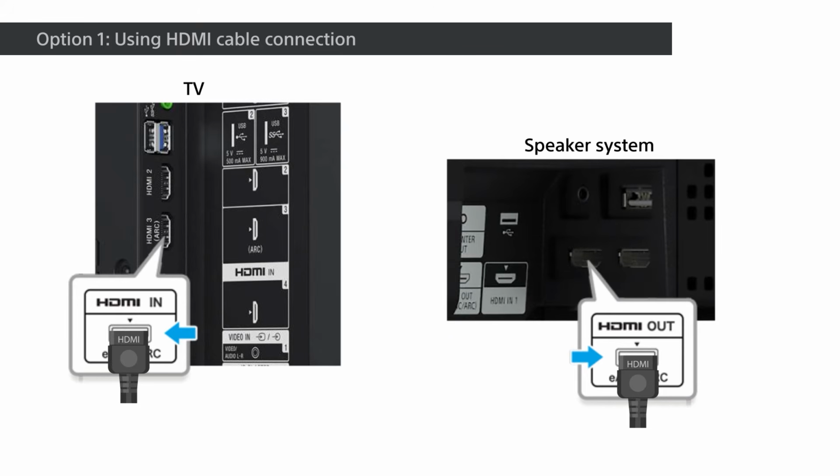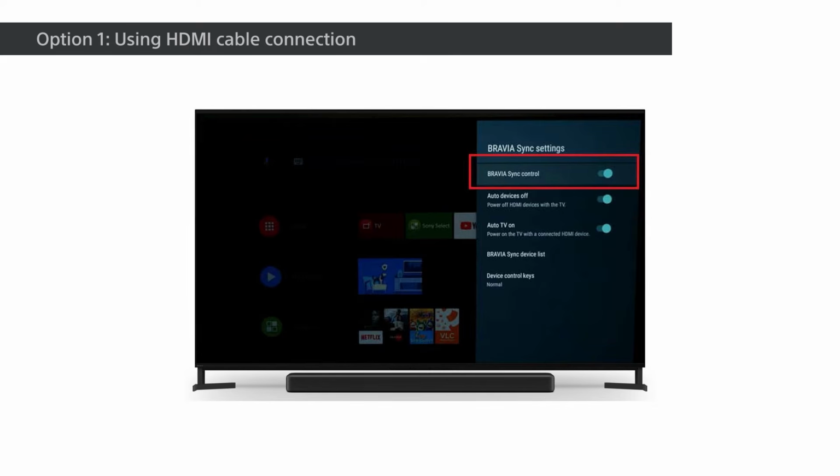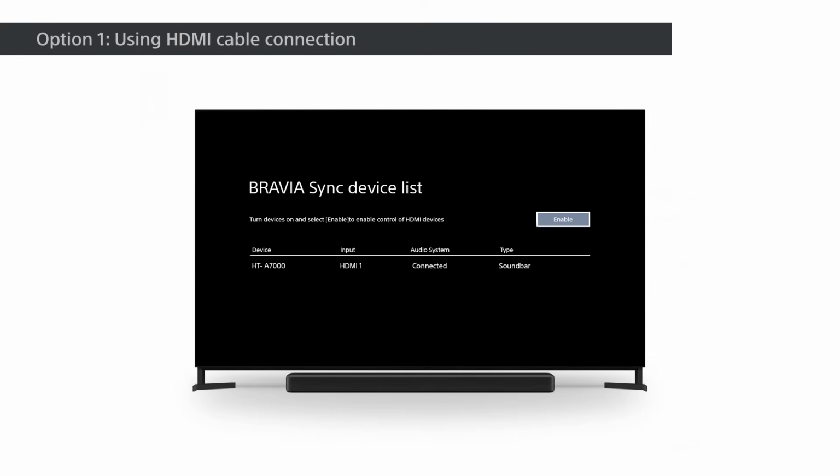Note, if the TV is not compatible with ARC or eARC, TV sound will not be output from the speaker system, even if the speaker system is connected to the TV's HDMI jack. To enable the eARC or ARC function of the TV, set the control for HDMI function or Bravia Sync for Bravia TV to on. For Bravia TV, go to Bravia Sync device list. Set the control for HDMI to on. For other TVs, check your TV manuals to find out how to enable this function.